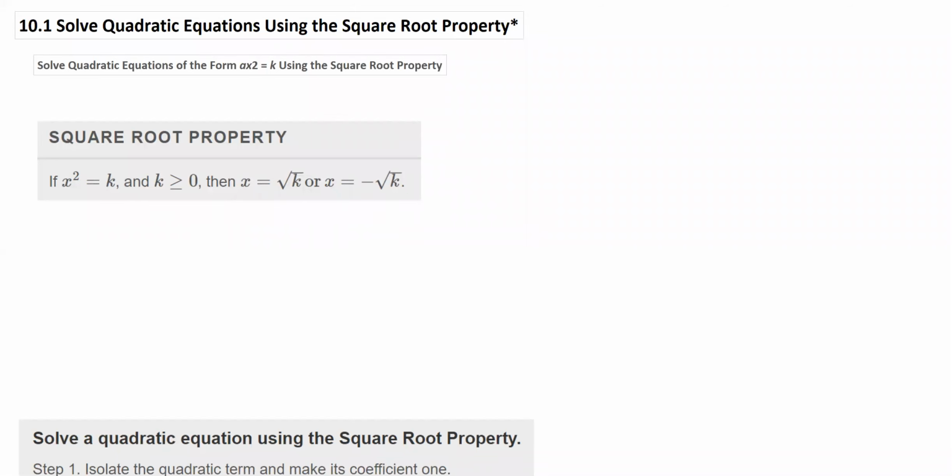Hello class and welcome to chapter 10. We're looking at section 10.1, which is to solve quadratic equations using the square root property.